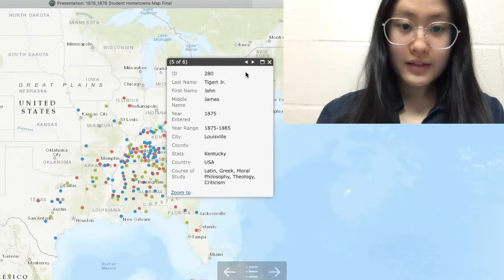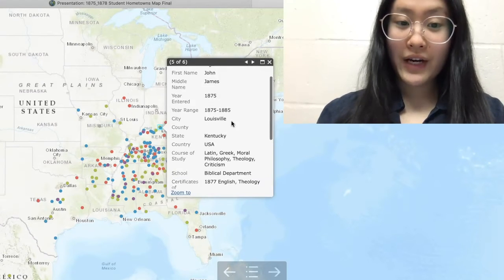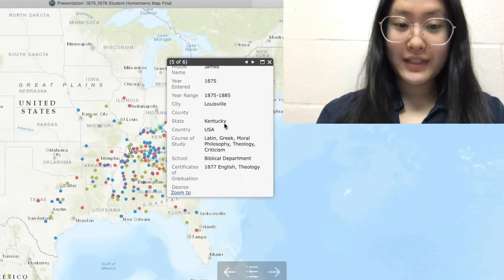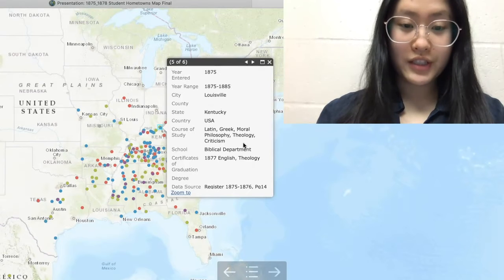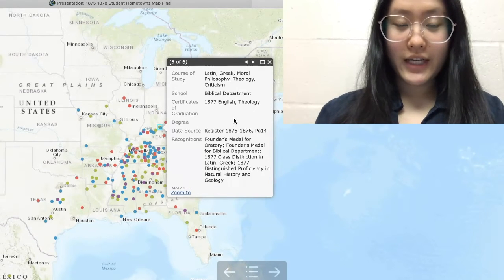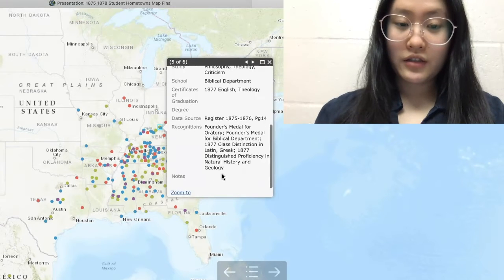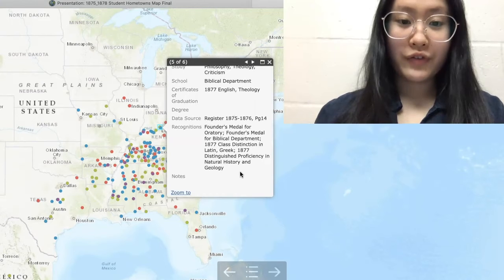So here he is, John James Tigert Jr. You can see that he entered in 1875. He was from Louisville, Kentucky, from the USA. He took Latin, Greek, moral philosophy, theology, criticism. He was in the biblical department, and he had certificates for English and theology from 1877. And here are also listed his recognitions. So he had founders medals for the oratory and for the biblical department.